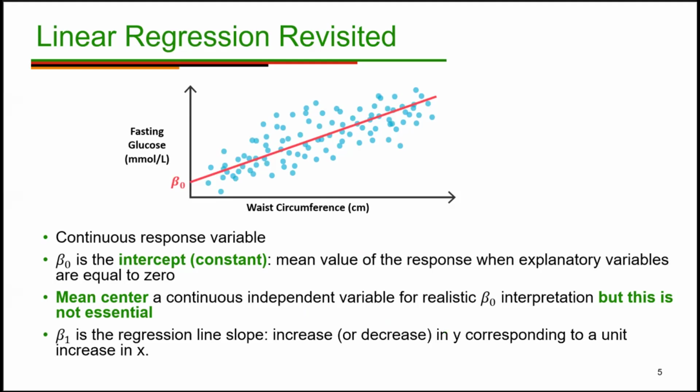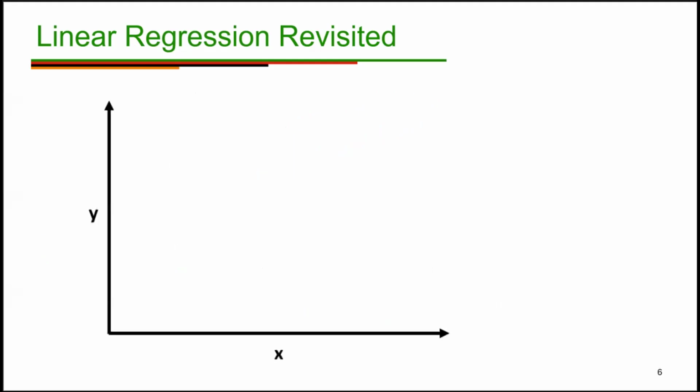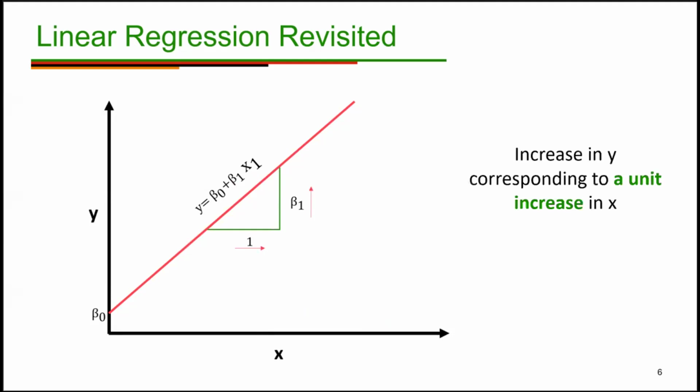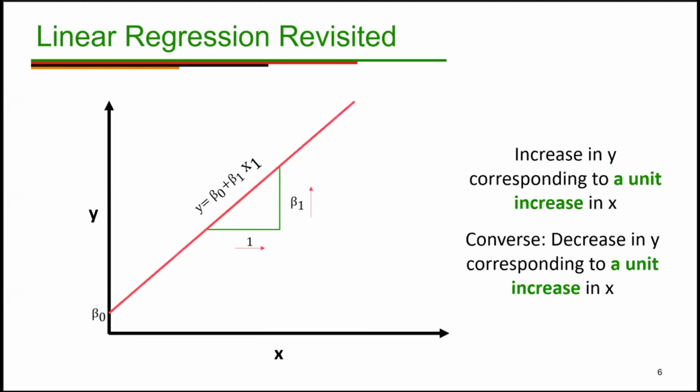And as we did say, B1 is, of course, a regression line slope, which is an increase or a decrease in Y corresponding to a 1 unit increase in X. So let's take our example. We have an outcome variable Y and an independent variable X, and we define this regression relationship. As we said, when X increases by 1 unit, whatever that unit would be, Y would increase by the value of beta 1. And this is not only an increase, it can indeed be a decrease.